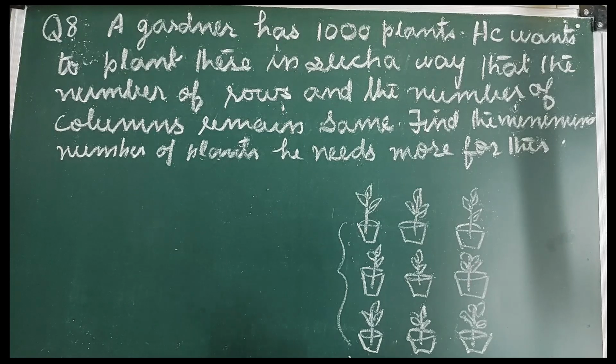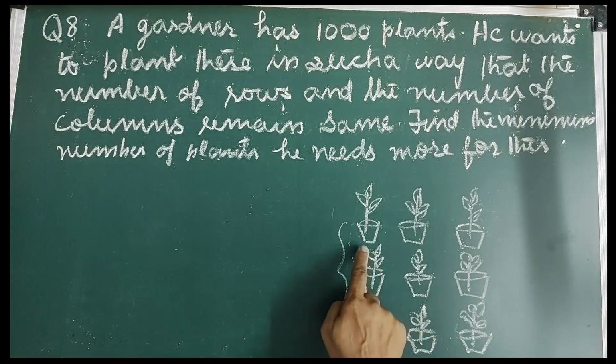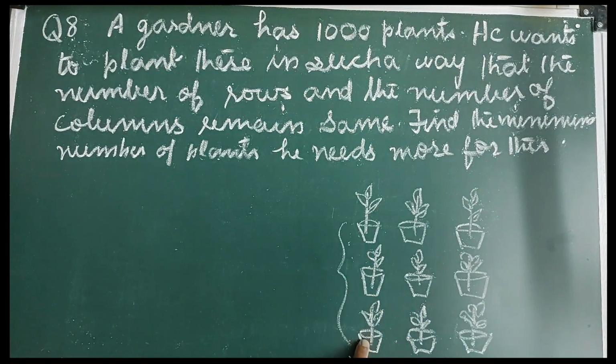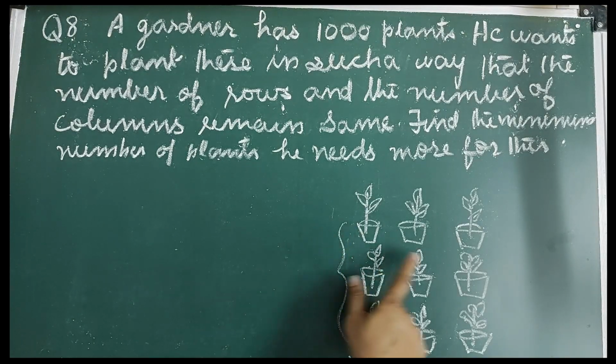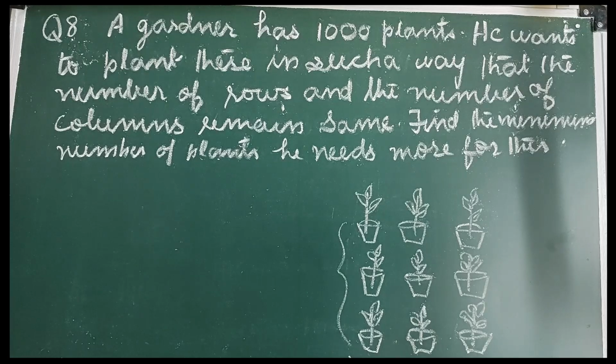If the number of columns and number of rows are the same, then the total number of plants is a perfect square. For example, in this figure, there are 3 rows: 1, 2, 3 rows and 3 columns.